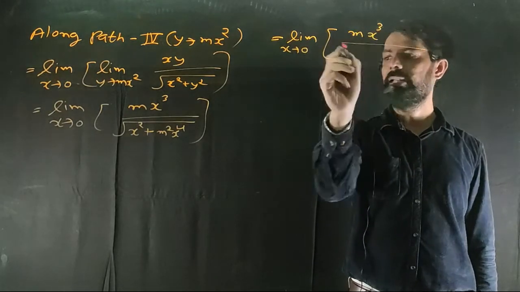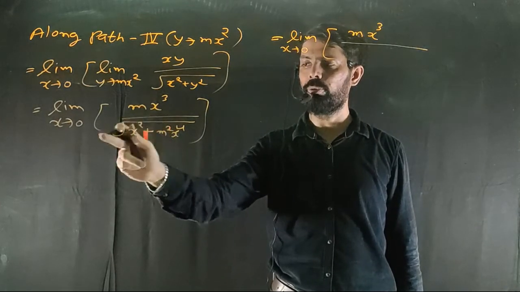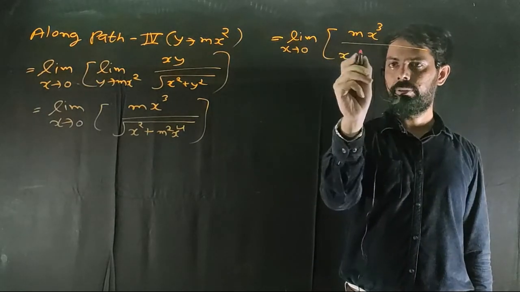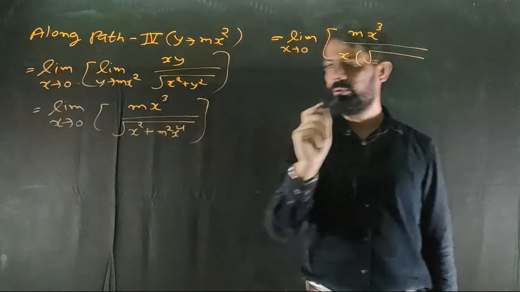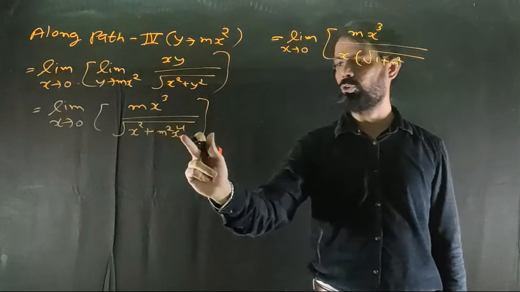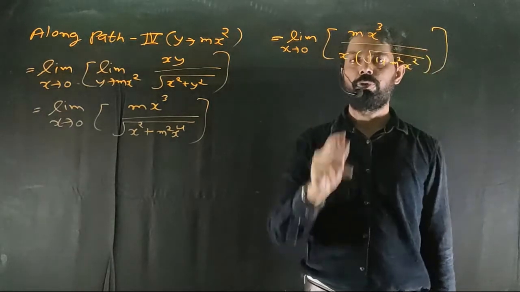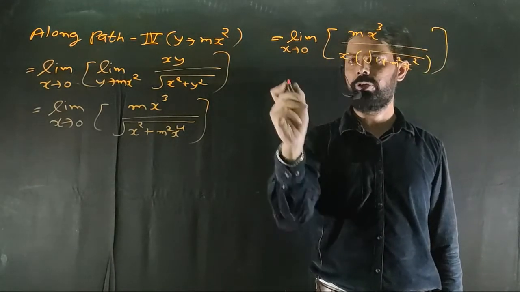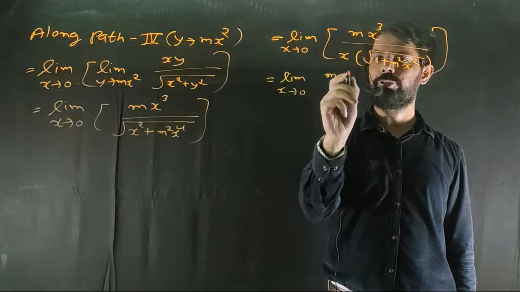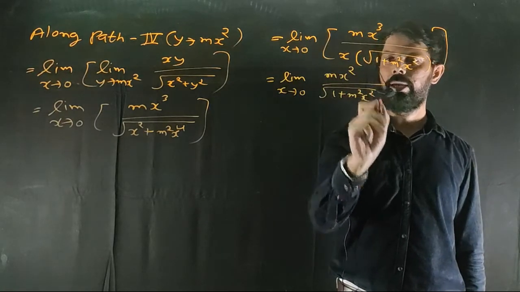mx cube divided by, here x square is common from these two terms, so x square is common and under root of x square will be x. So here we will write down x in bracket under root of 1 plus m square, here x square is common, so here it will be x square, bracket complete. Okay, so if we simplify this, here x cube divided by x, so it will be x square. So limit x tends to 0, mx square divided by under root of 1 plus m square x square.